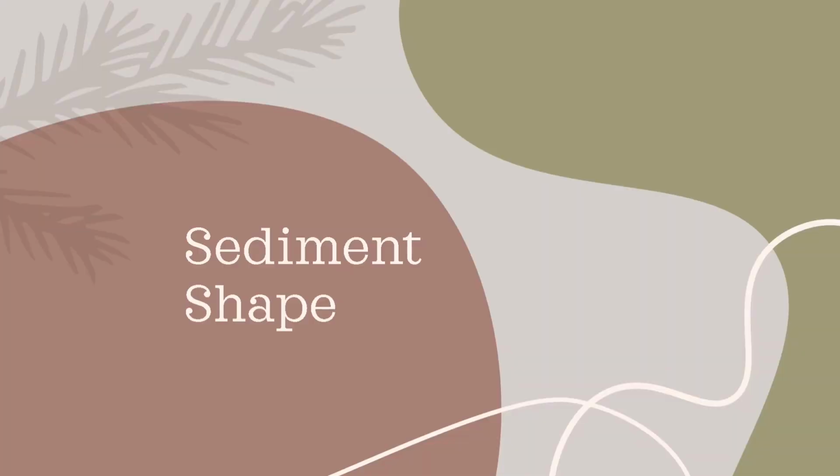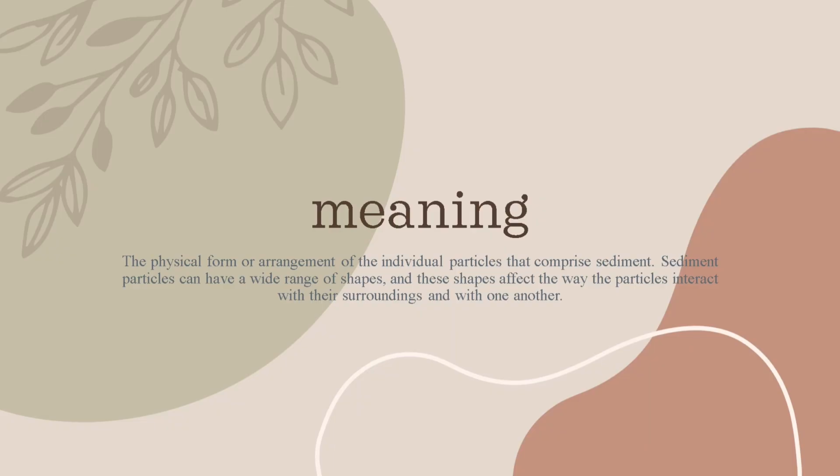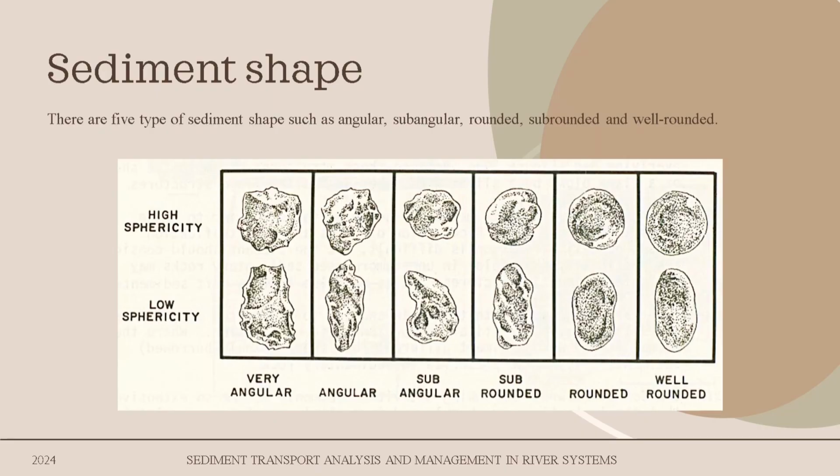Next is the sediment shape. Sediment shape is the physical form or arrangement of the individual particles that comprise sediment. Sediment particles can have a wide range of shapes, and these shapes affect the way the particles interact with the surroundings and with one another. This is the sediment shape. There are 5 types of sediment shapes, such as angular, subangular, rounded, subrounded, and well-rounded, also very angular.